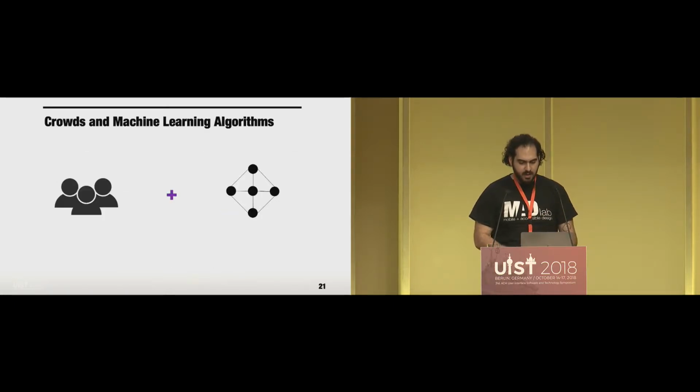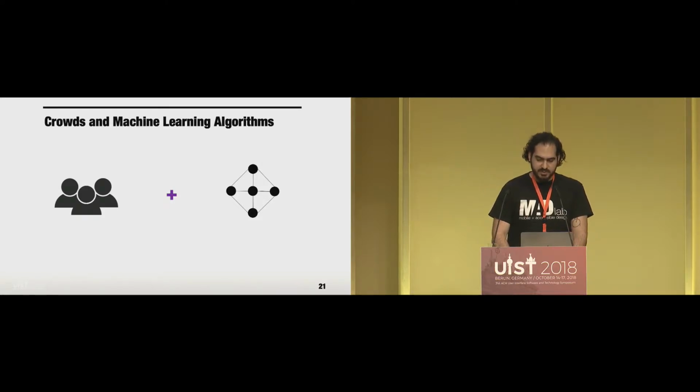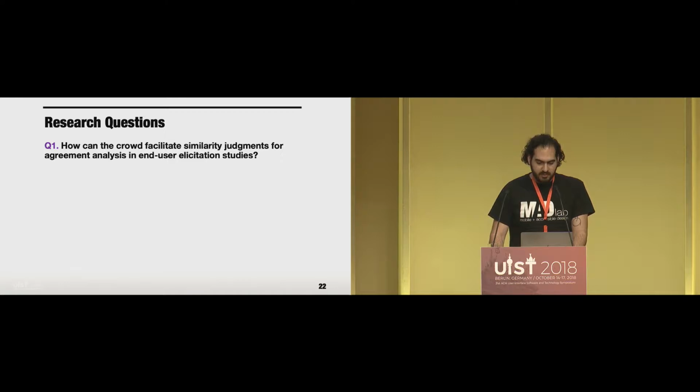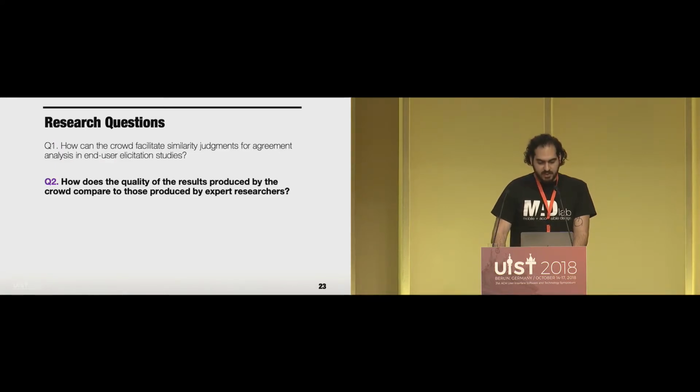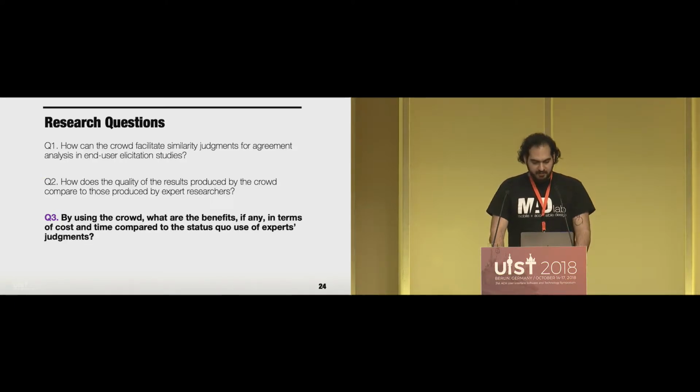with this work. We decided to use an approach using online crowds and machine learning algorithms, and to do so, we set out to answer three research questions. The first one is, how can the crowd facilitate similarity judgments for agreement analysis in end-user elicitation studies? The second research question we wanted to answer is, how does the quality of the results produced by the crowd compare to those produced by expert researchers? And finally, by using the crowd, what are the benefits, if any, in terms of cost and time compared to the status quo use of expert judgment?